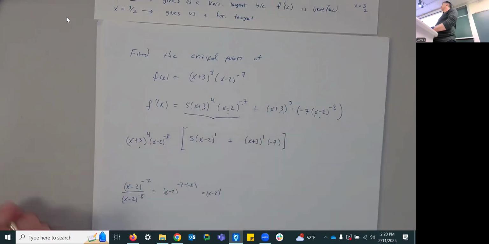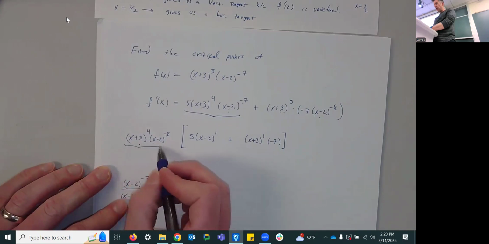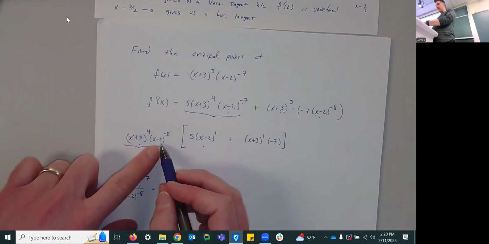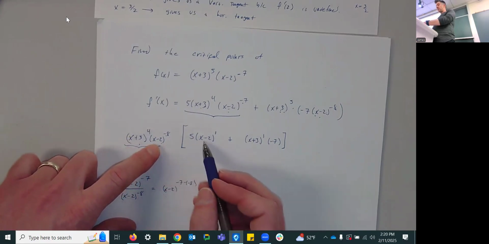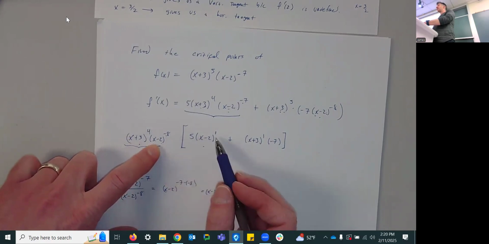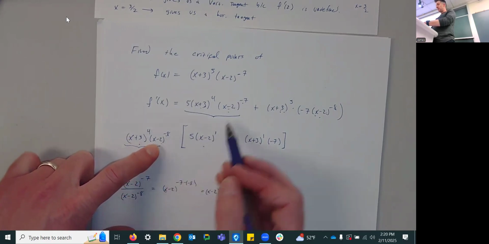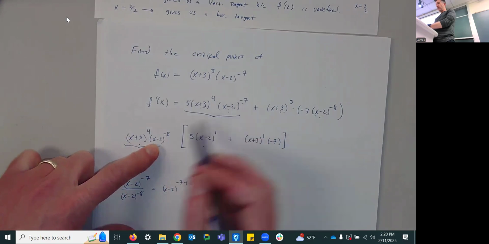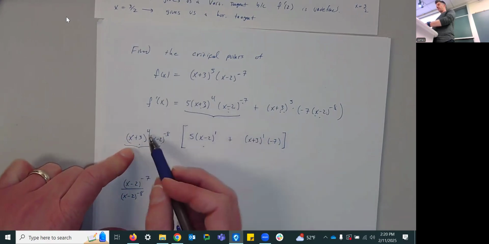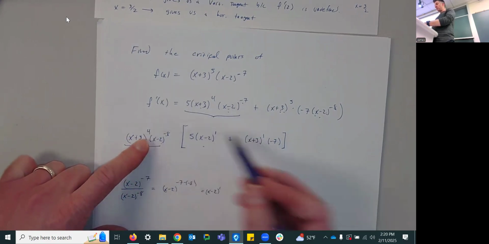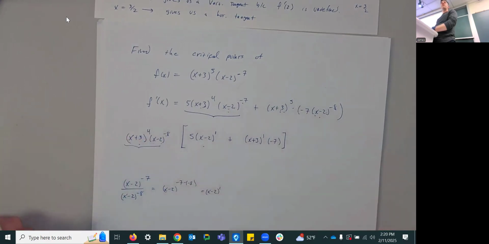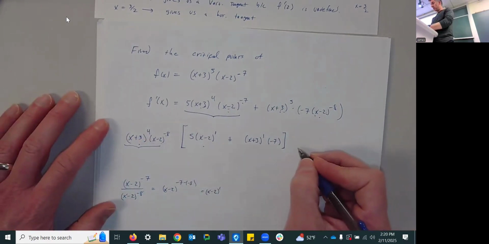Now, what I really think about when I do this is, if I multiplied it back through, would it be right? If I multiplied this piece by the first piece, let's see. X minus 2 to the -8 times x minus 2 to the +1, you add those powers, and -8 plus 1 is -7. And if you multiply this piece by that piece, x plus 3 to the 4th times x plus 3 to the 1st, 4 plus 1 gives you a power of 5. So it checks out.